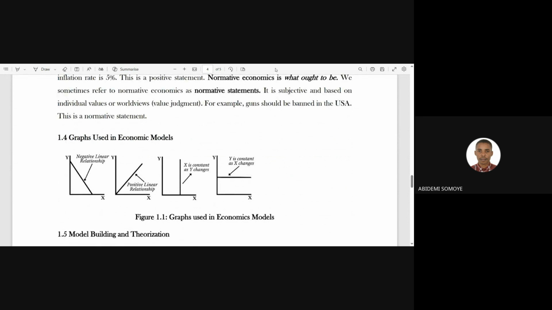So let's take a look at the graphs in this model. There are 4 graphs here, and you'll be drawing a lot of graphs in almost every topic, so you need to know how to draw them. The first one is a negative relationship, which simply means that as y increases, x falls. The second is a positive linear relationship, which shows that as y increases, x also increases, meaning they move in the same direction. The third is x constant while y changes; you will see this in elasticity. The fourth is y constant as x changes.